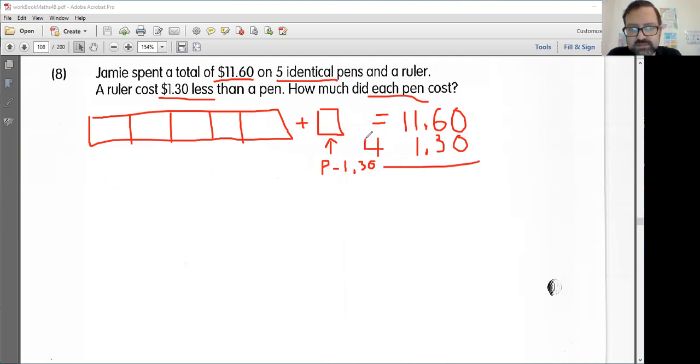Here's my plus sign. Oopsie, that's not a plus sign. That's a 4. Okay, 0 plus 0 is 0. 6 and 3 is 9. Don't forget your decimal point. We should end up with $12.90.